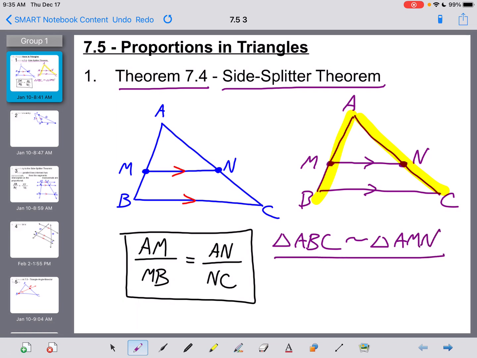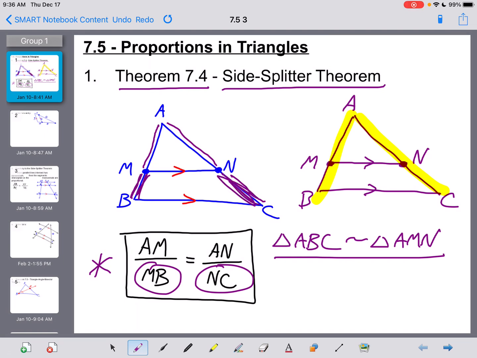There's your similarity statement. And when that happens, guys, this proportion right here works out. The measure of line segment AM, which is this piece here, compared to the measure of line segment MB right here, is equal to the ratio of AN over here on the right to NC on the bottom right. The significance of this might not seem like much to you, but it involves the inclusion of these two measurements, MB, which is this piece on the bottom left, and NC, this piece right here on the bottom right.